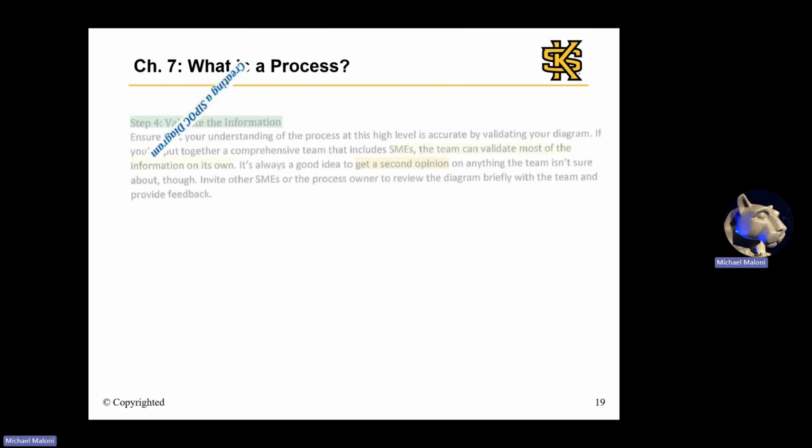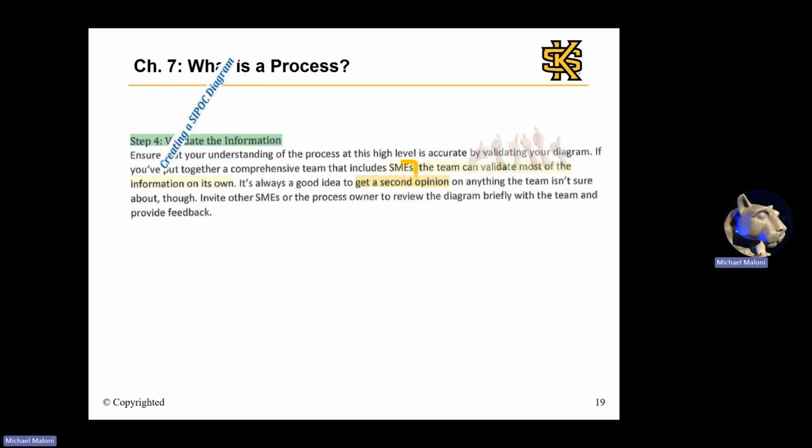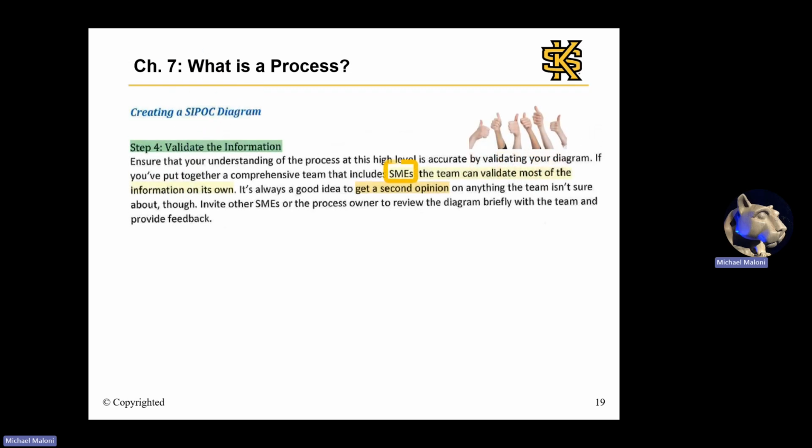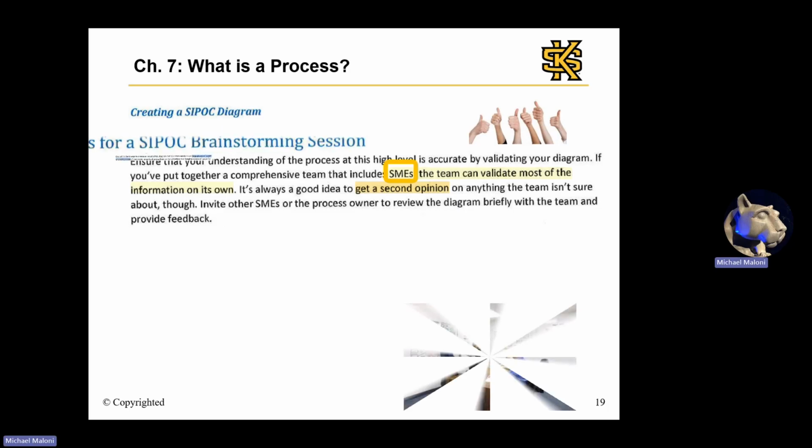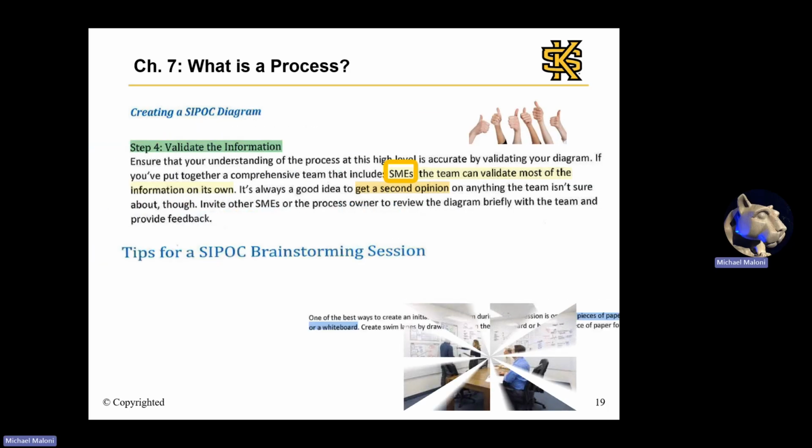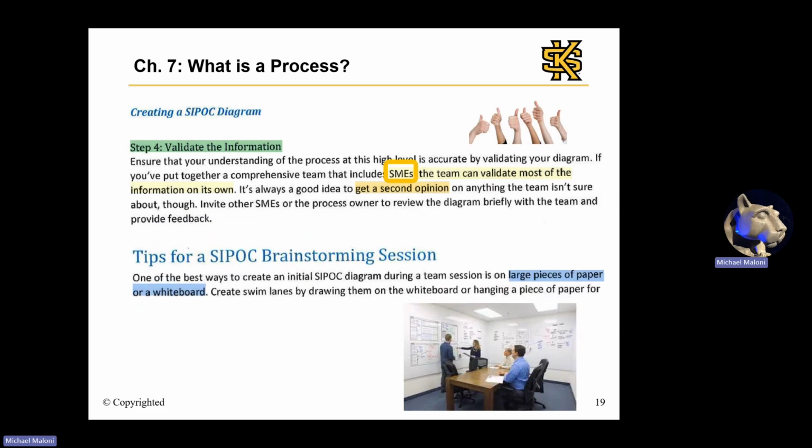Finally, validate the information by having subject matter experts rigorously review the SIPOC diagram. And the text suggests using large pieces of paper and/or a large whiteboard to develop the SIPOC diagram, as it's truly a visual and iterative process.